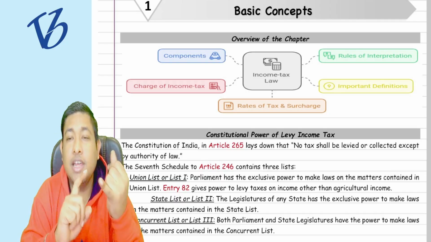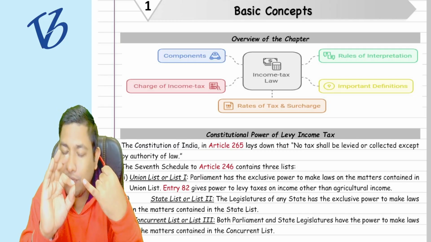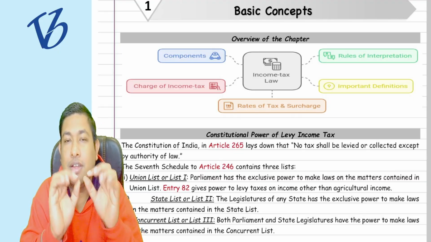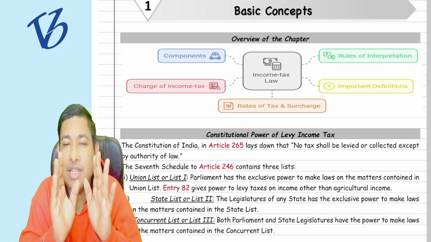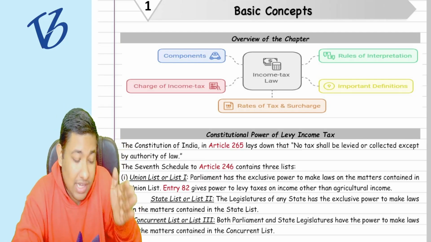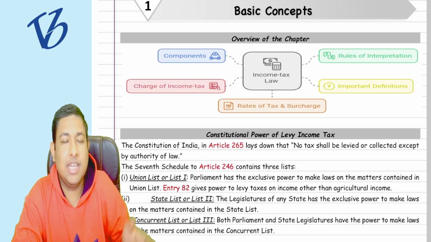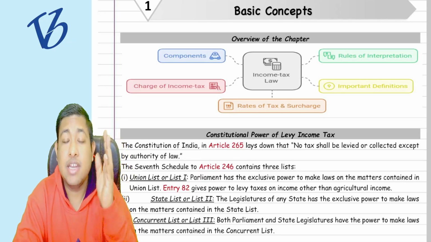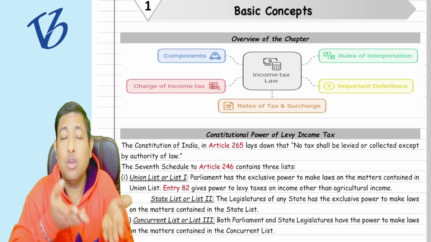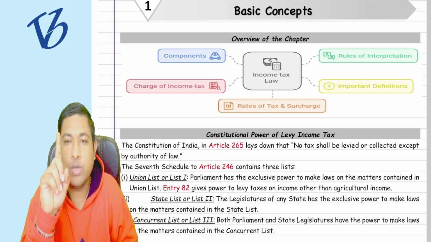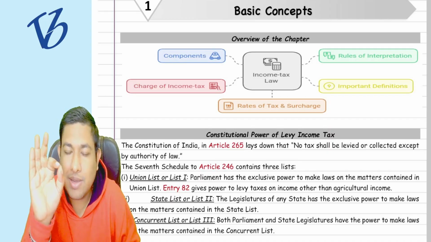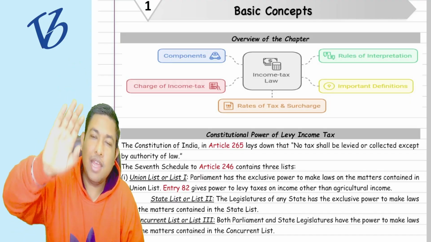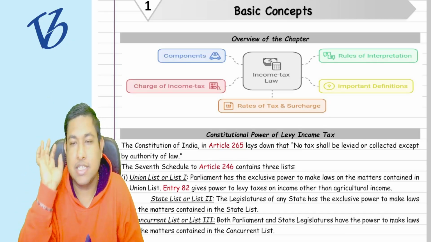It is written that if the government wants to collect tax, no tax shall be levied other than by the authority of law. If there is an authority of law, then only they can collect the taxes. If there is no authority, then you cannot collect the taxes. Now the question comes, what is the authority and who has the authority? The first question is whether someone can make law regarding that. Yes, Article 265 says that if there is an authority of law, they can collect taxes from you.